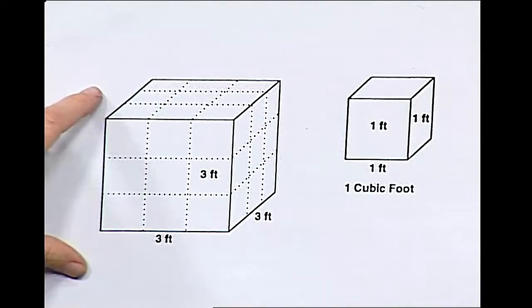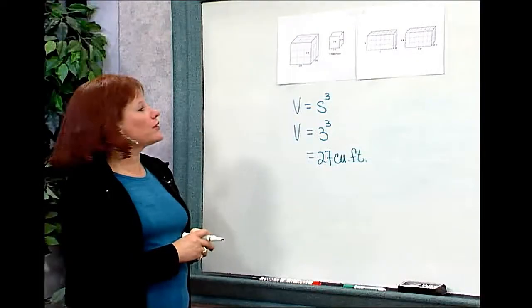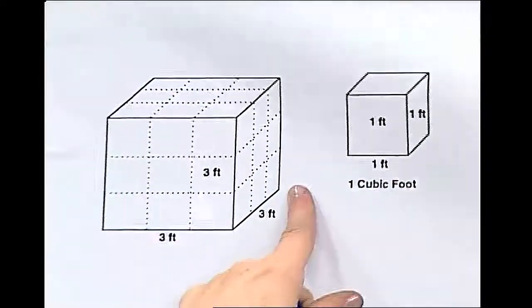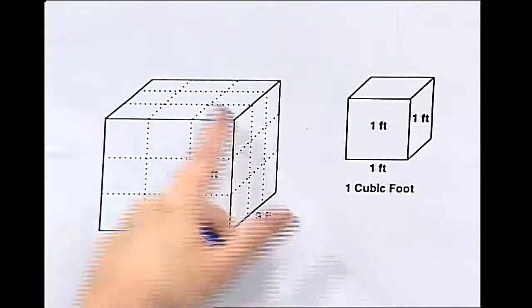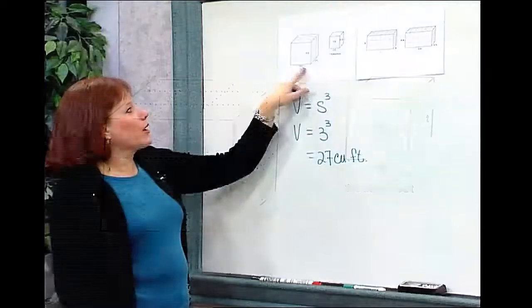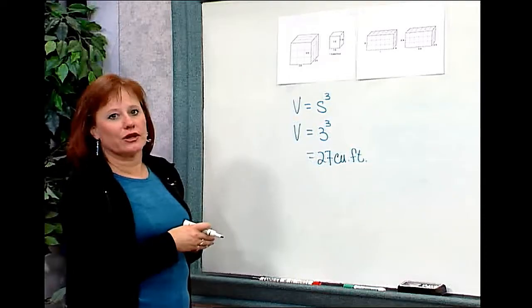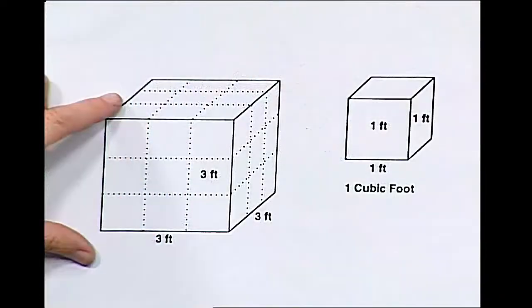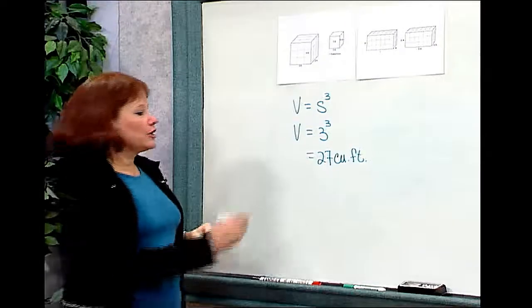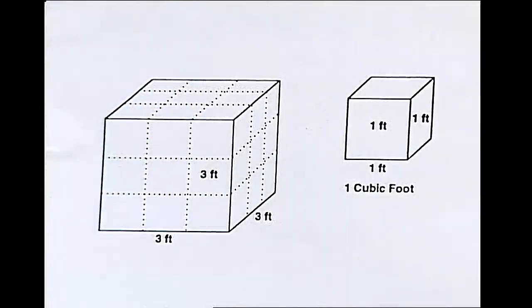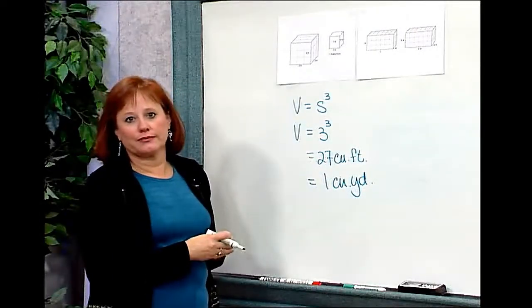This problem can actually be represented in another way. We know that 3 feet is equal to 1 yard. So this cube, in addition to being 3 feet by 3 feet by 3 feet, we could also say is 1 yard by 1 yard by 1 yard. 1 yard by 1 yard by 1 yard would give us 1 cubic yard as a volume. We know that we've got 1 cubic yard here, but we also know that it's equal to 27 cubic feet. So 1 cubic yard has exactly the same value as 27 cubic feet.